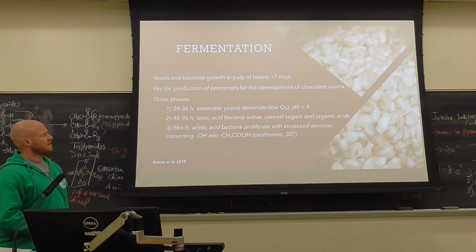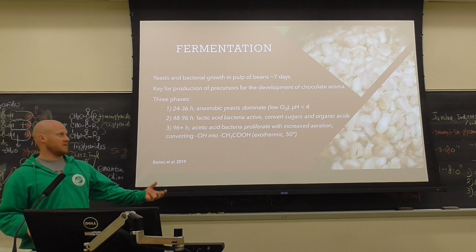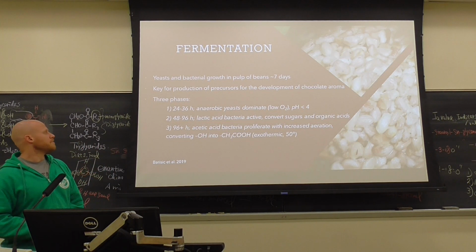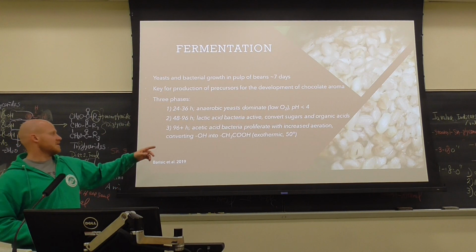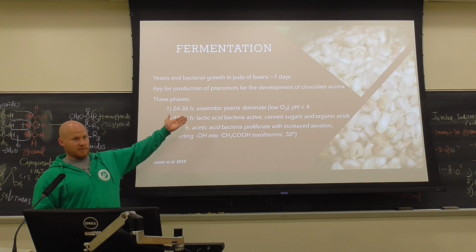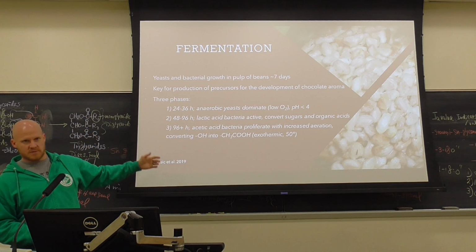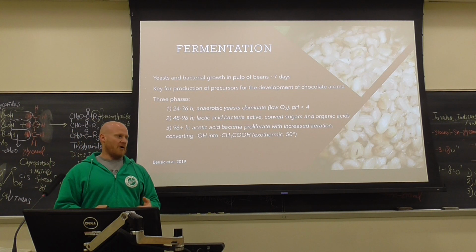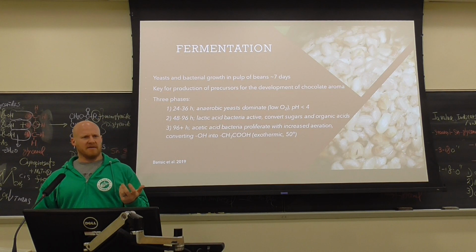In the second phase, lactic acid bacteria are active, and those convert the sugars into organic acid, specifically lactic acid. And then after about 96 hours, in the third phase, acetic acid bacteria take the alcohols that were a result of the yeast's fermentation and convert that into acetic acid as well. So there's a lot of acetic acid, and you'll find later acetic acid is one of the main aromatic compounds in chocolate. It gives it an astringent, almost tangy flavor.